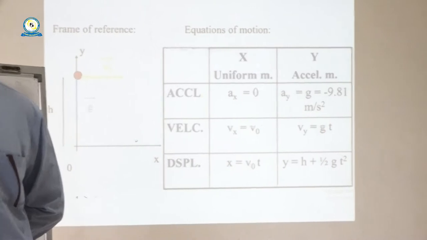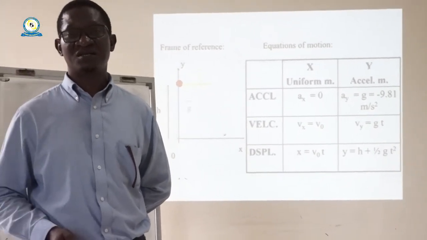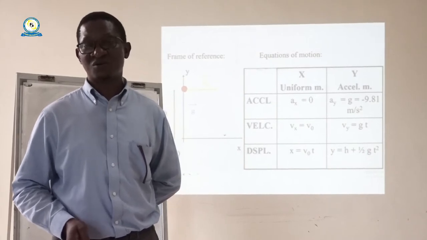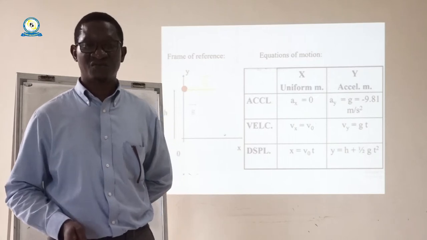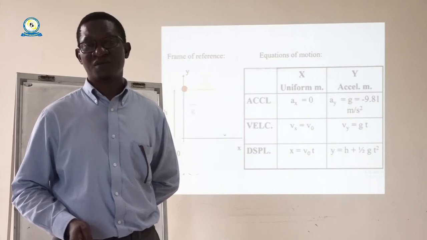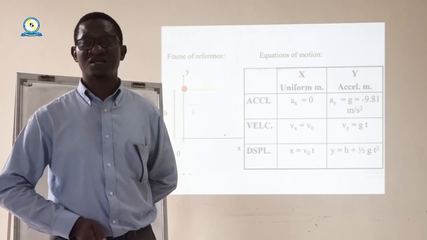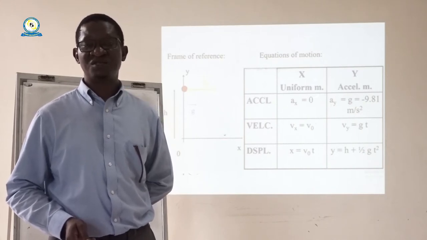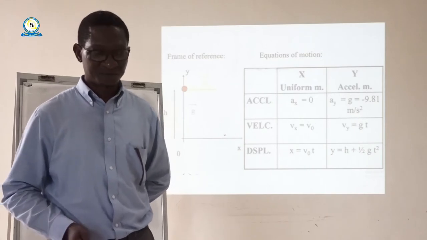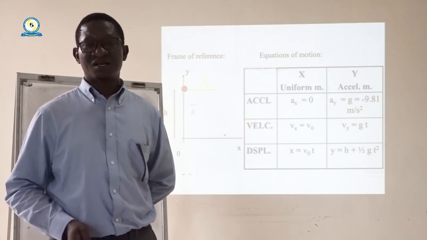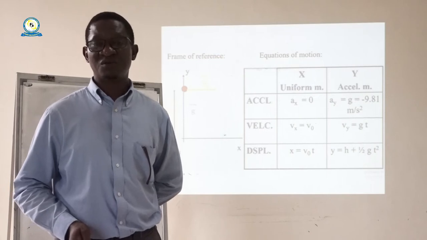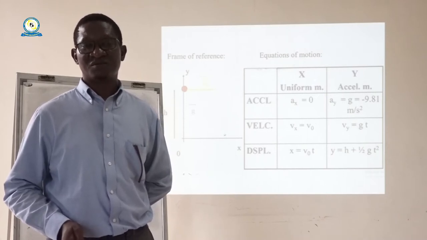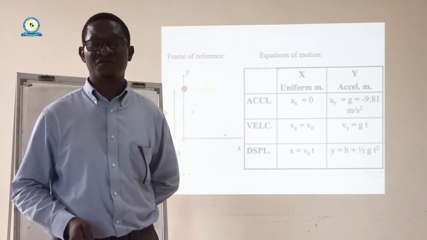Second, velocity. We have said uniform motion is always uniform. If you have an initial velocity, it will be the same throughout the motion. That's why Vx equals V0, where V0 is the initial velocity. In vertical motion, Vy equals gt, according to the first equation of motion, V equals U plus at. U is equal to zero, so we have gt.